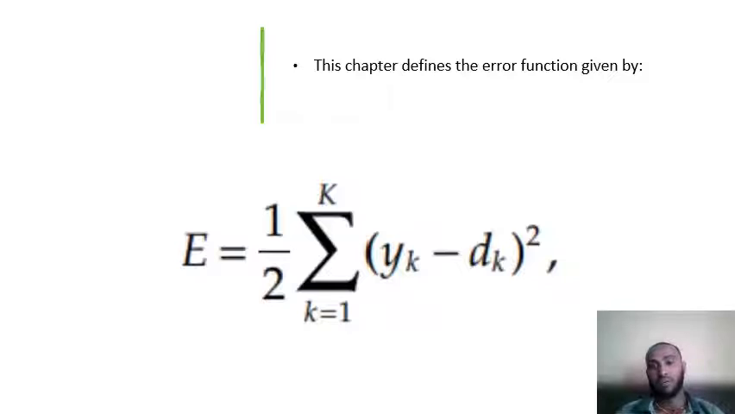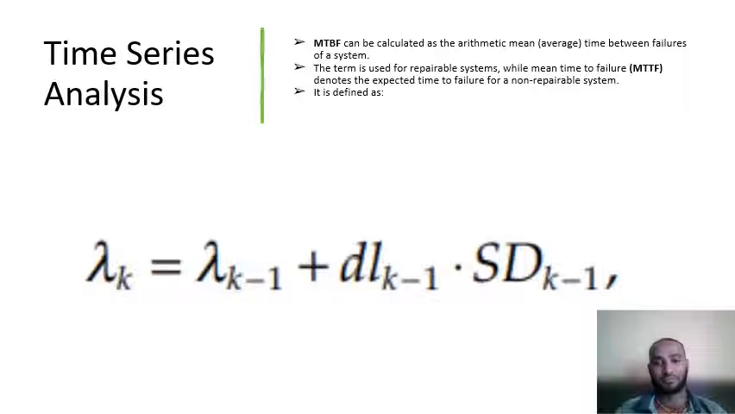Another formula we're going to talk about is the error function. The error function is e, which is equal to 1 over 2 times the summation of (y_k minus d_k) to the power of 2, with k starting from 1 until the last k, the time series. MTBF can be calculated as an arithmetic mean, which is lambda k equal to lambda k minus 1 plus dl k minus 1 times SD k minus 1, minimizing down one time.